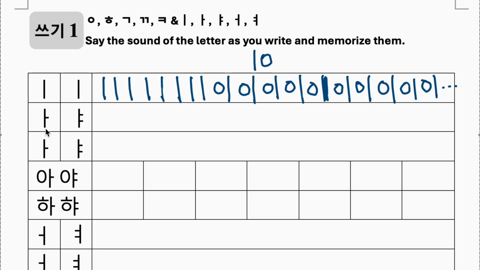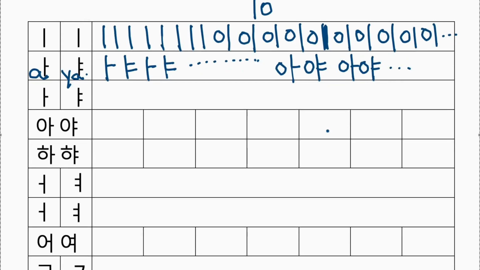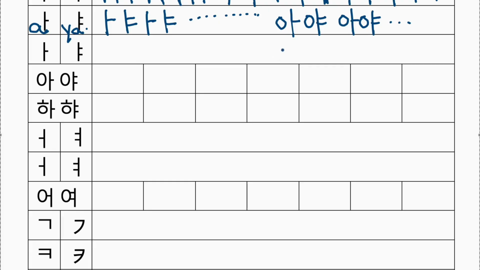You do that. This is ah, this is ya. So we're going to practice ah, ya, ah, ya. Then maybe here you're going to say ah, ya, ah. So you get it, right? You practice more: ah, yeah. So you're writing with the consonant. Oh, we've already done that. You're just going to copy and say ah, yeah.